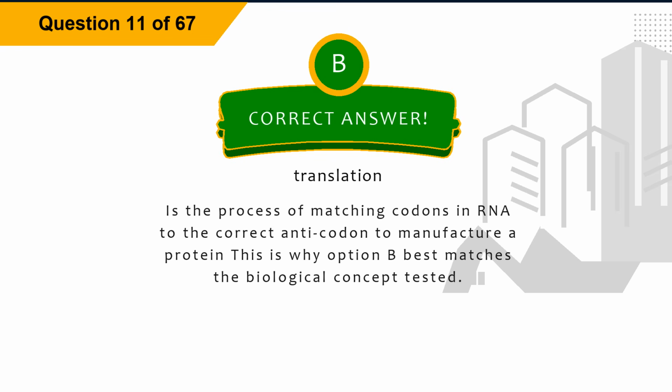Explanation. Translation is the process of matching codons in RNA to the correct anticodon to manufacture a protein. This is why option B best matches the biological concept tested.